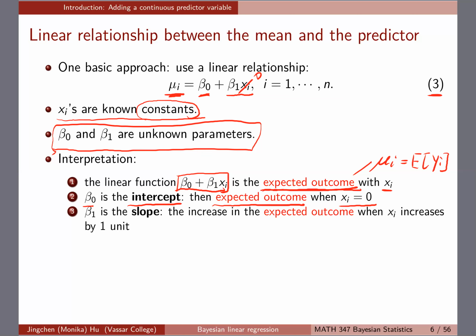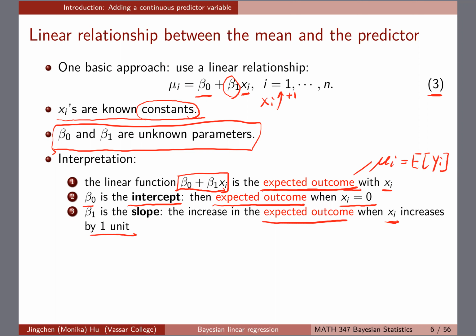It is the increase in the expected outcome when xi increases by 1 unit. So if you focus on the notation that we have in this equation 3, regardless of what beta 0 is, we just keep it there. But then think about it: beta 1 is multiplying with xi. So if your xi increases by 1, then your whole mu i term is going to increase by, sorry, by beta 1 itself. So that's the effect of what we call the increase in the expected outcome when xi increases by 1 unit.